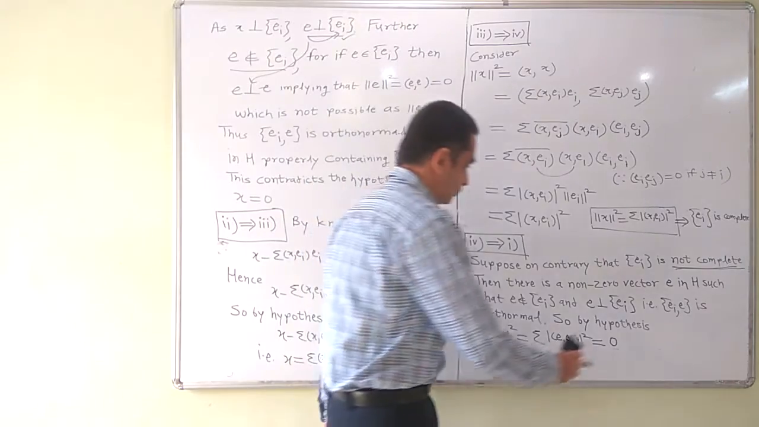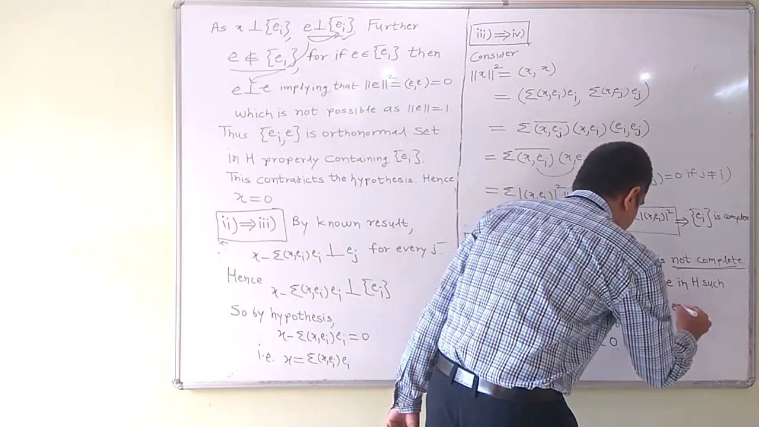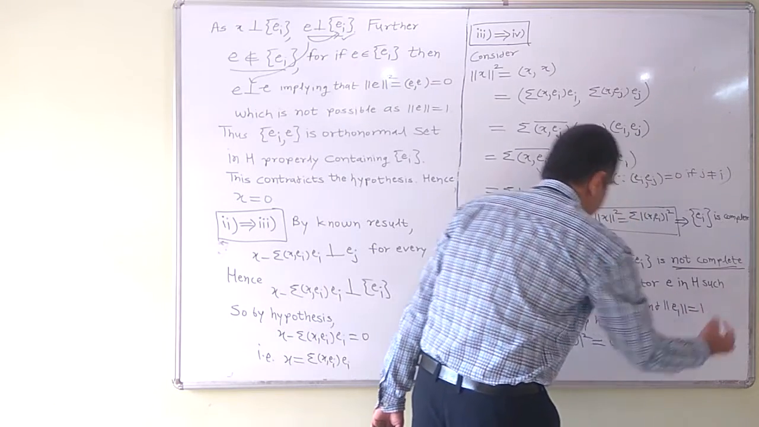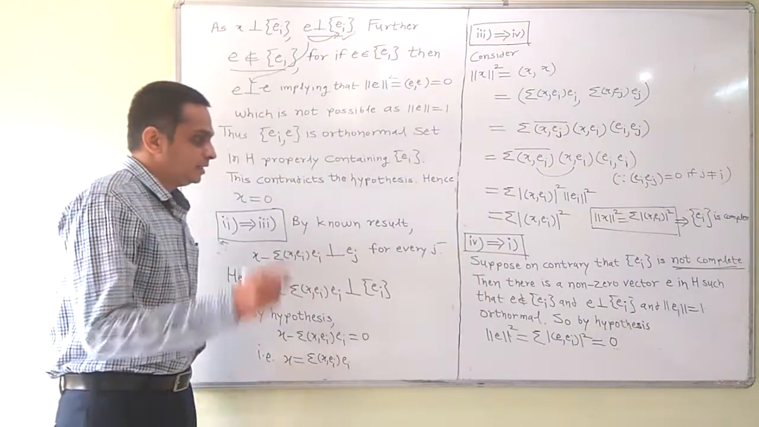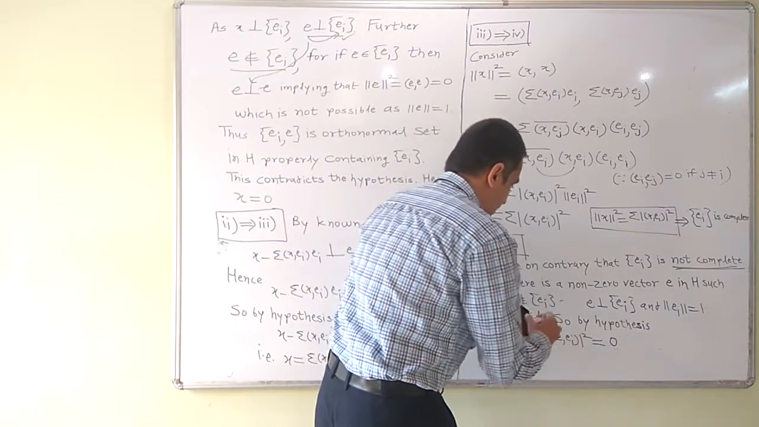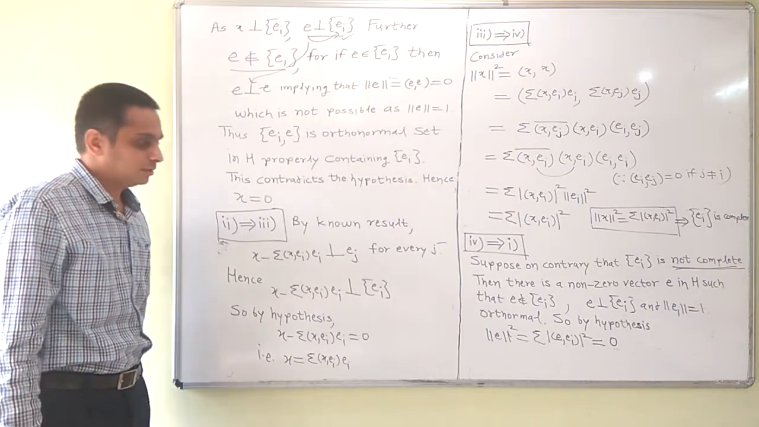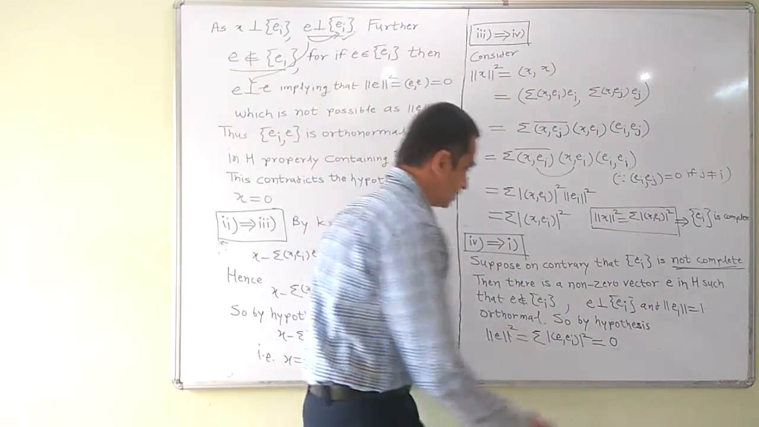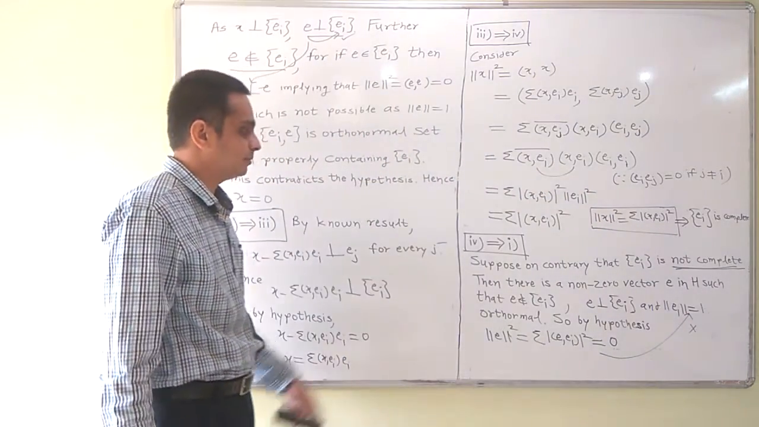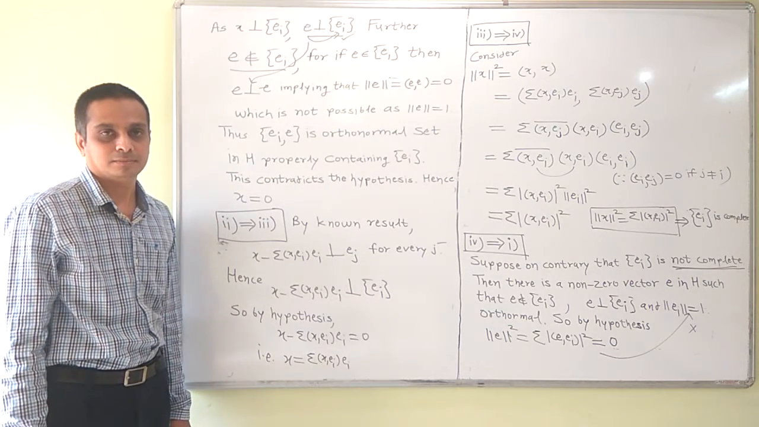I could modify the proof like this: E is orthogonal to ei and norm of ei is equal to 1. That is, ei is an orthonormal set. So better let me modify the things here. Okay. This is a contradiction to this fact. Hence our assumption was wrong. That is, hence ei must be complete. So this completes the proof of the last conditional statement. Thank you.